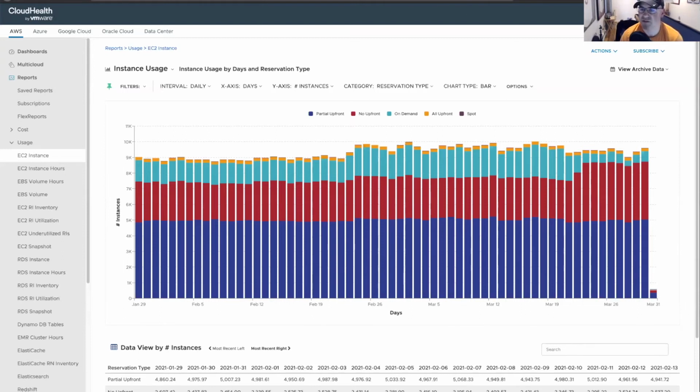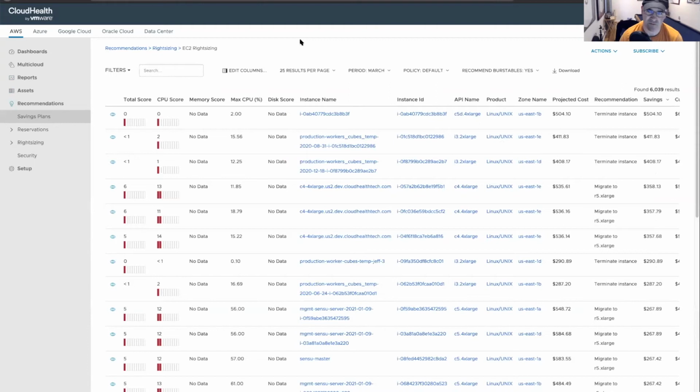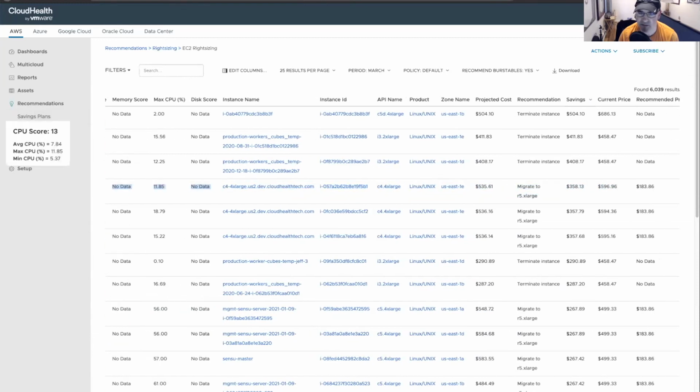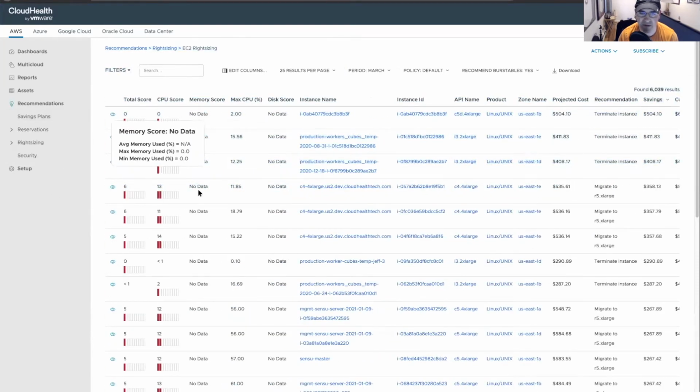I'm going to drill into the next report. So I mentioned a couple of minutes ago that we were going to look at right sizing. So this is an instance right sizing report, EC2 right sizing report. And I'm going to look at the fourth line down here. So this is showing us this resource right here. Sorry for making a mess of my screen, but effectively here, we're looking at CPU metrics. We're looking at memory and disk and max CPU numbers and all that fun stuff. We have a C4 4x large instance. CloudHealth believes we can migrate this down to an R5 extra large and save $358 a month.